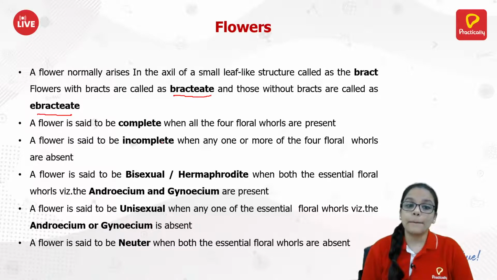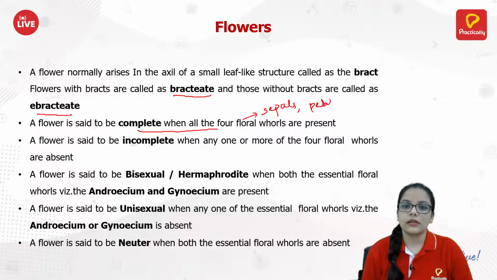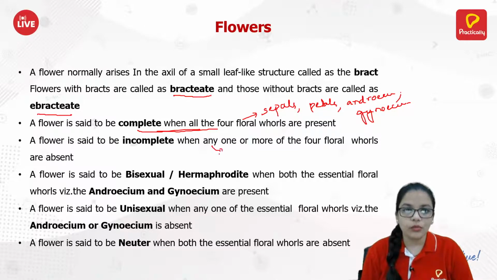A flower is complete when all four whorls, sepals, petals, or calyx and corolla, androecium and gynoecium, are present. Only then is it complete. And when one or more of them is absent, then it is an incomplete flower.